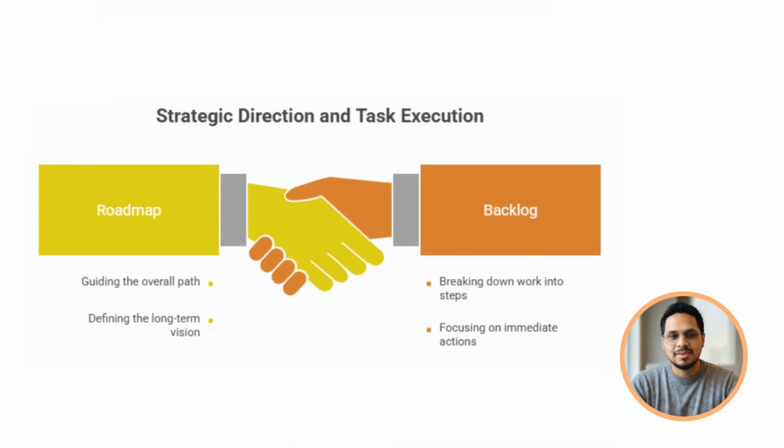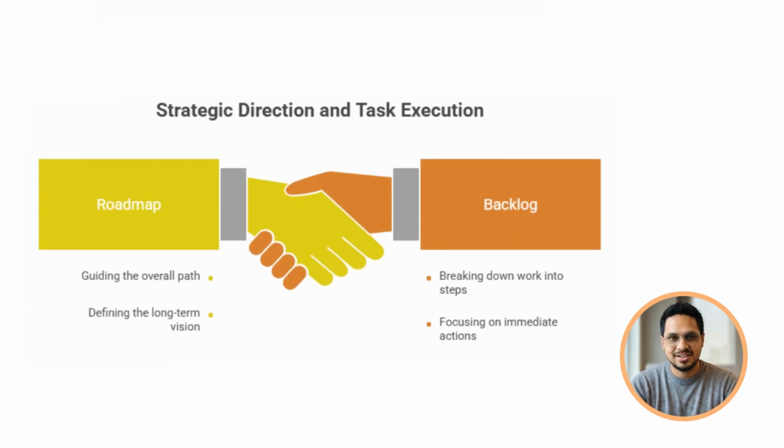Now, let's talk about the roadmap versus the backlog. This is important. Backlog is equal to the detailed tasks, and the roadmap is the high-level direction. Here, backlog is short-term, but the roadmap is strategic.